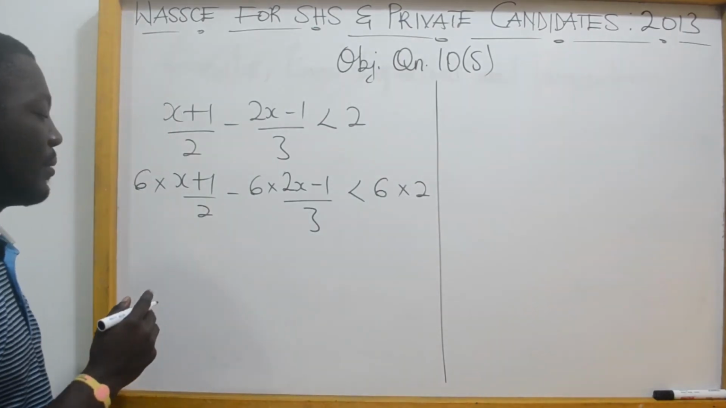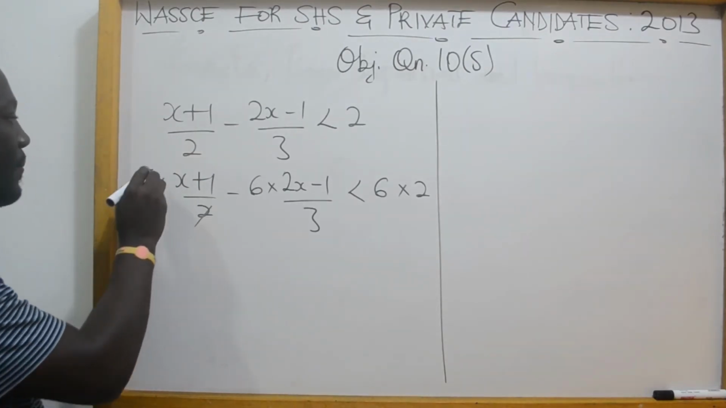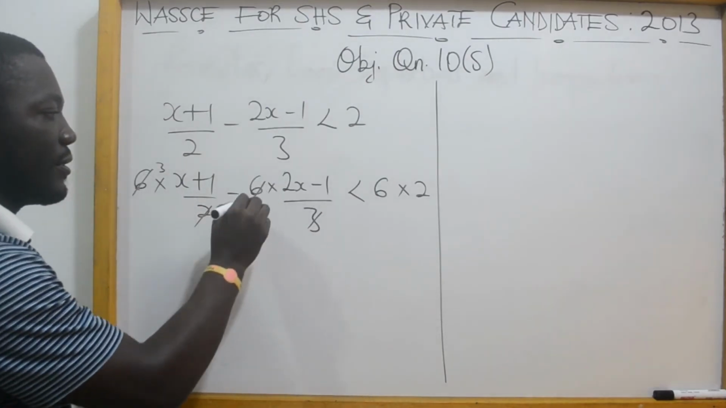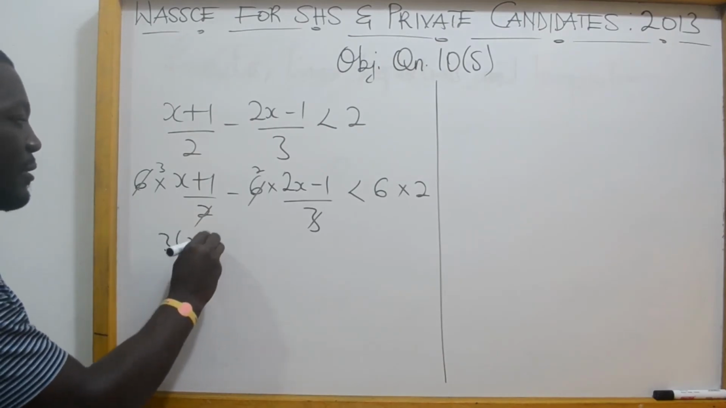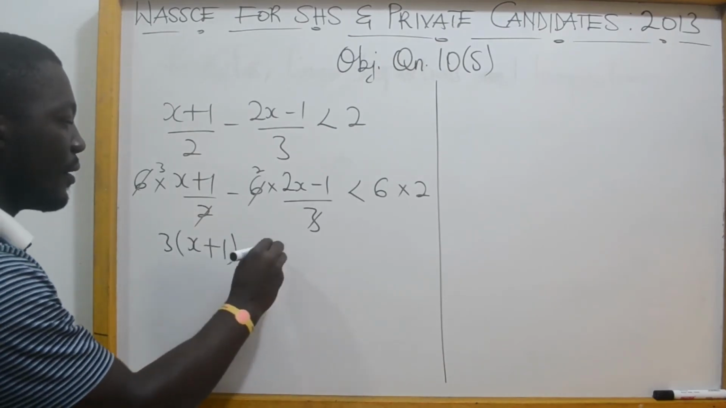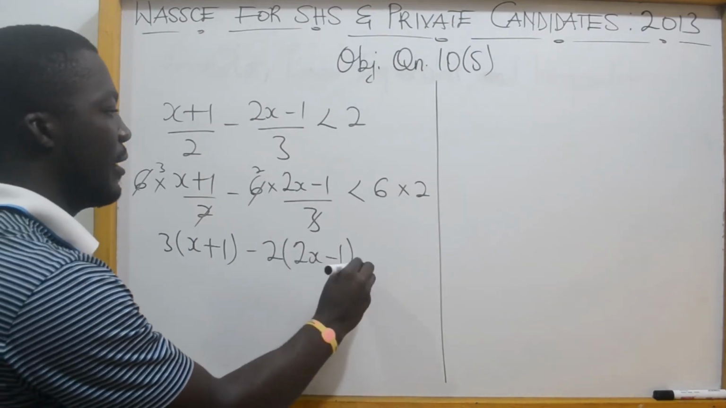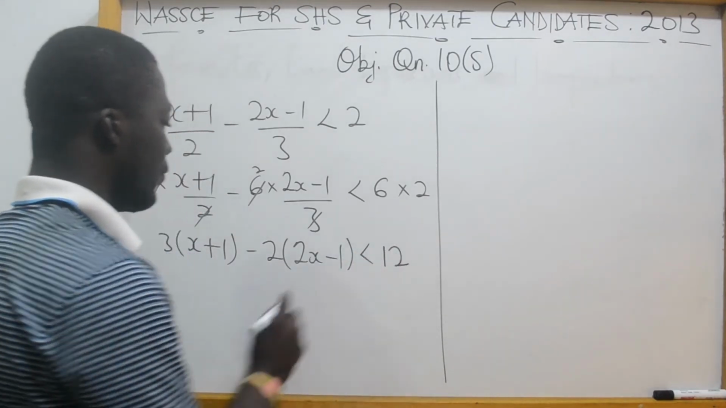We are going to cancel out. 2 goes into 6 three times, 3 goes into 6 two times, leaving us 3 into bracket x plus 1 minus 2 into bracket 2x minus 1. It's less than 6 times 2, which is 12.